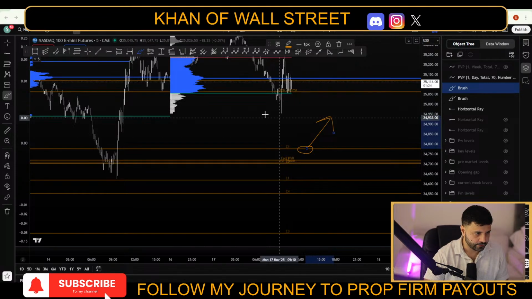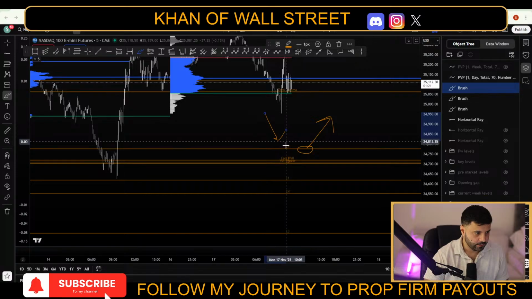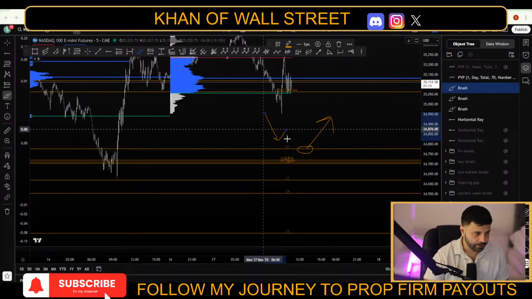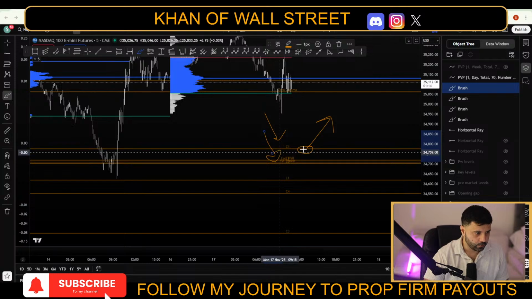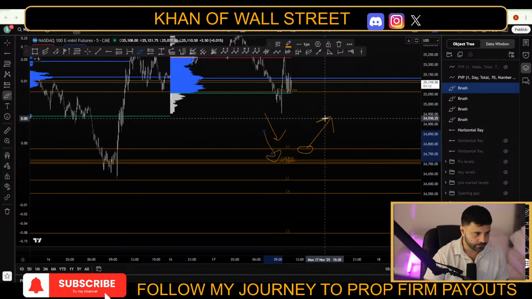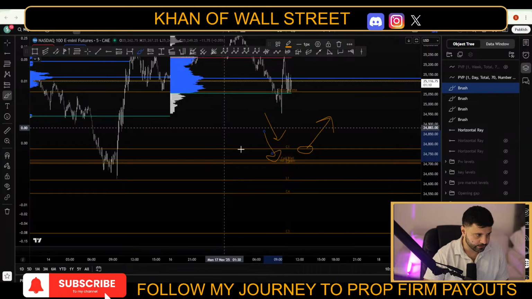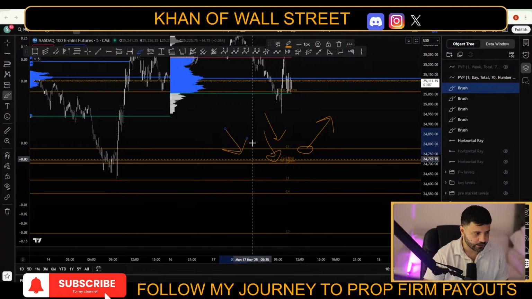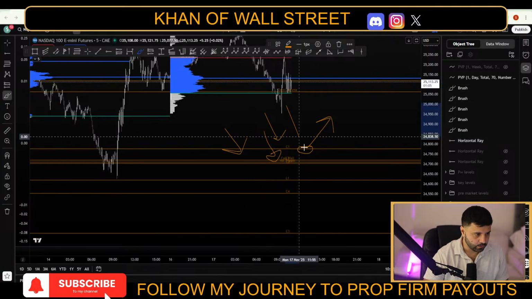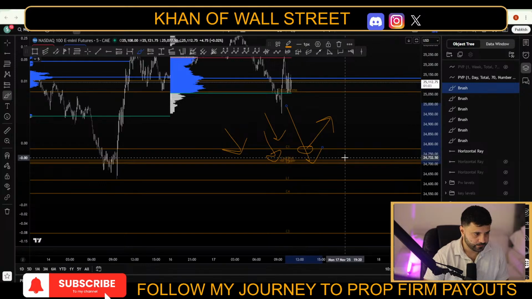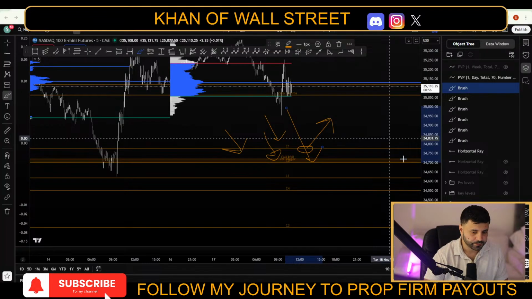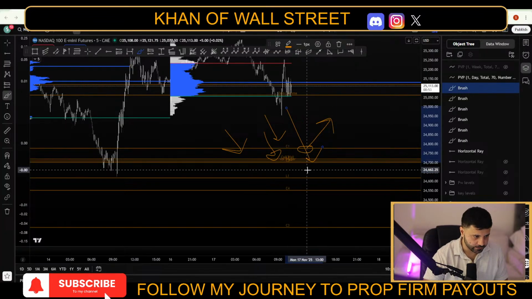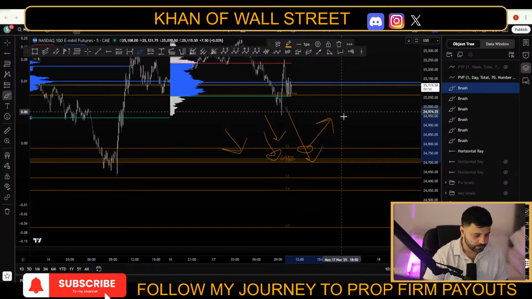So if the market is selling off in negative gamma, market makers are going to start going underwater on their position. So what they have to do is start selling into it. That adds more selling pressure. That's why negative gamma is a very dangerous environment.